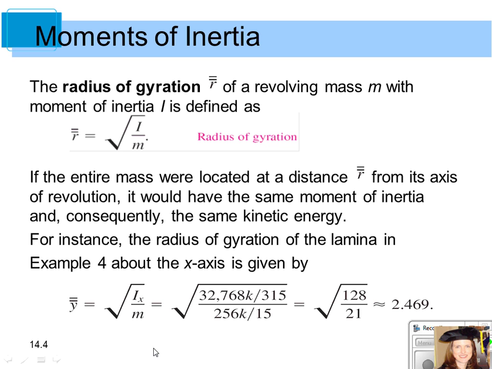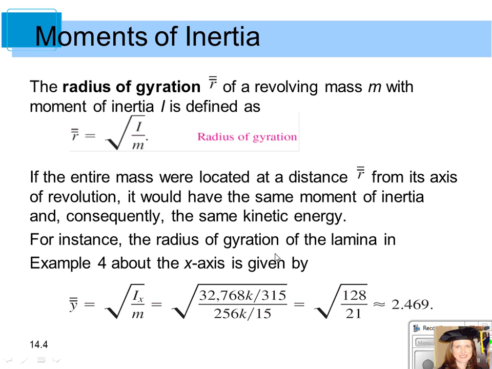Some other applications we are going to look at is the radius of gyration. We have that R double bar of a revolving mass m with moment of inertia I is defined as this. R double bar is equal to the square root of I, that's your moment of inertia, divided by the mass. If the entire mass were located at a distance R double bar from its axis of revolution, it would have the same moment of inertia and consequently the same kinetic energy.